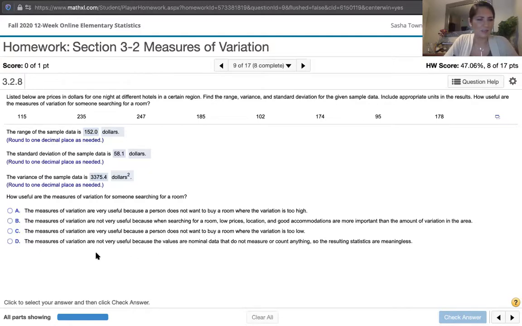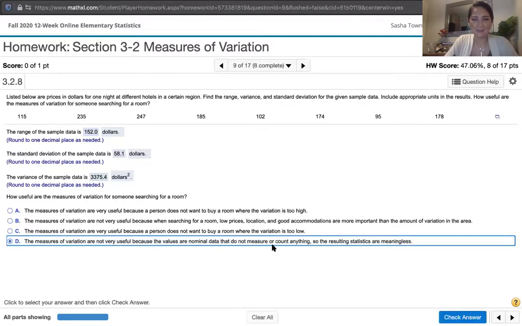And then the last one says the measures of variation are not very useful because the values are nominal data that do not measure or count anything, and the resulting statistics are meaningless. No, we are definitely measuring how much it costs to rent a hotel room for a night. So no, it's not nominal data. That is a measure. That price is definitely a measure. So it's not D. I think the answer must be B.